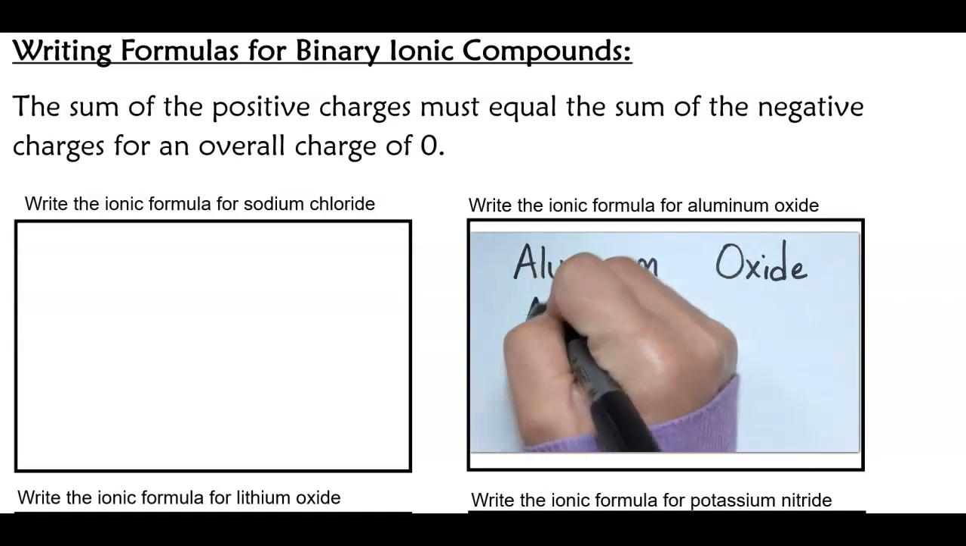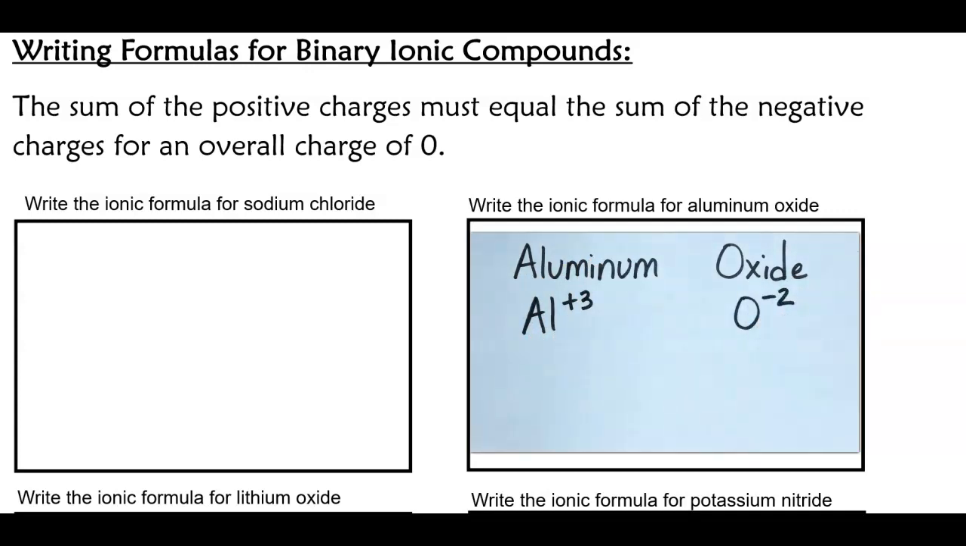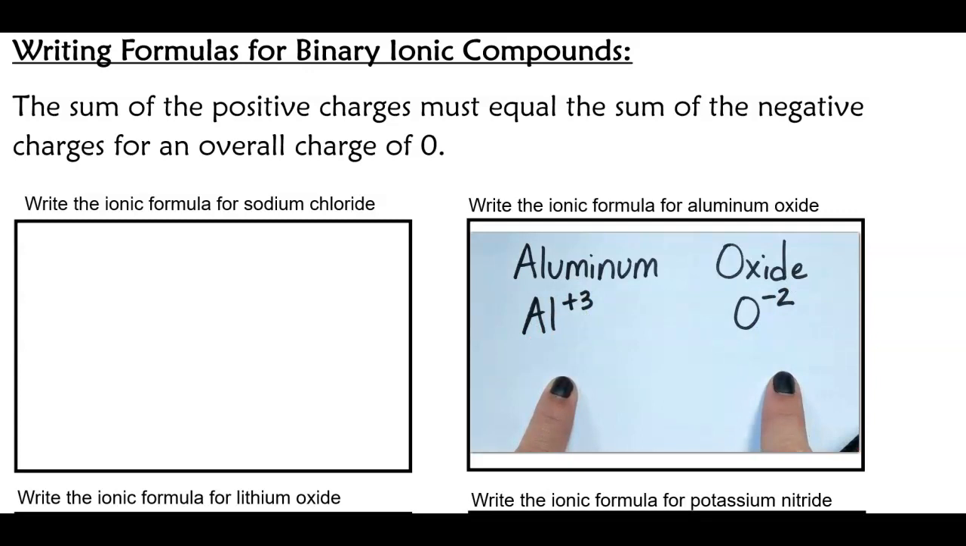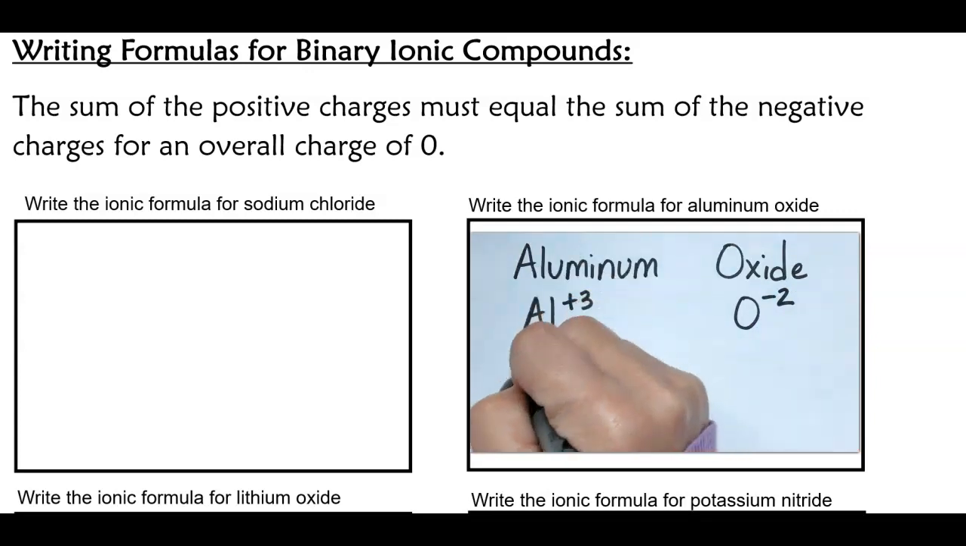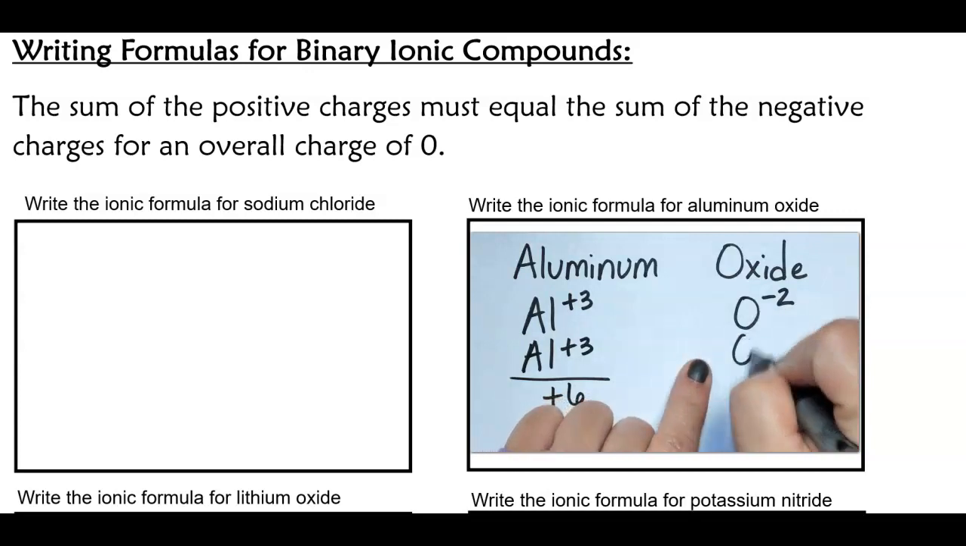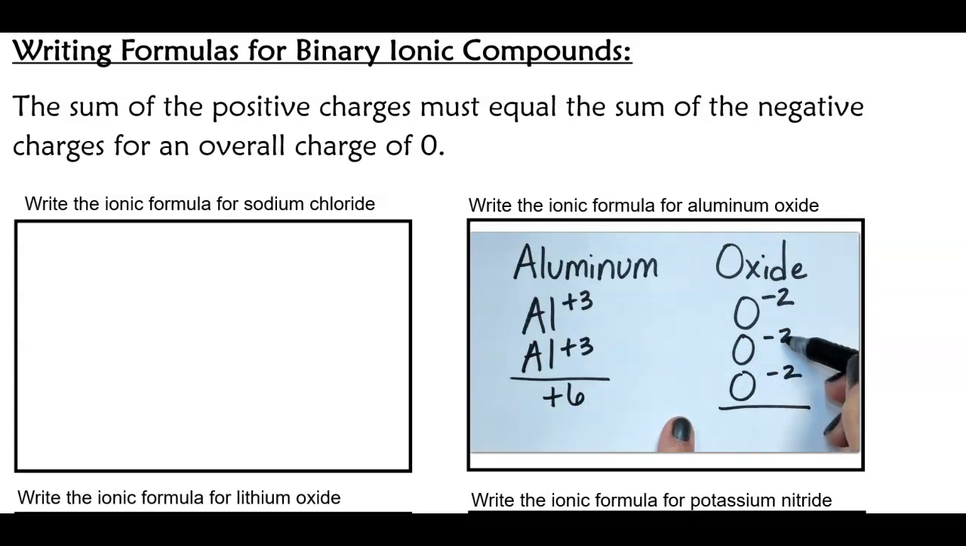Aluminum on the periodic table is Al with a +3 charge, and oxide is O with a -2 charge. If I want to balance +3 and -2, I want to consider a common factor of 3 and 2, which is 6. So if I can have a total positive charge of 6 and a total negative charge of 6, then these would be balanced. So it takes 2 aluminums, 3 plus 3, to get me my overall +6 charge, and it's going to take 3 oxides, each at a -2, to give me -2, -4, -6, my overall -6 charge.